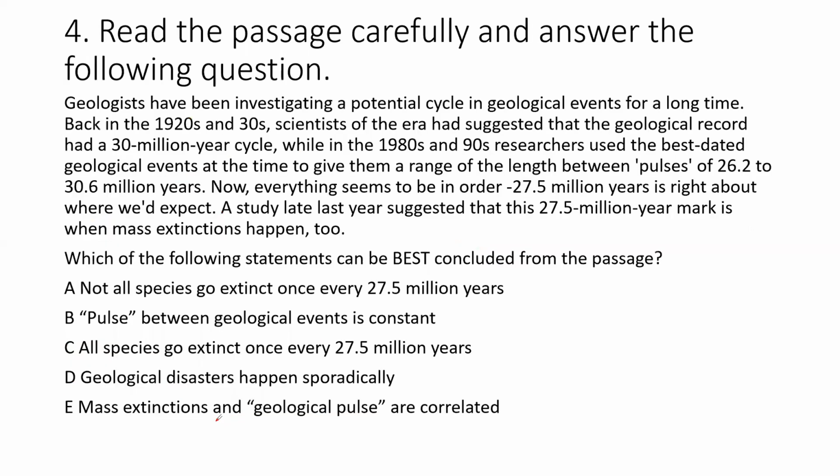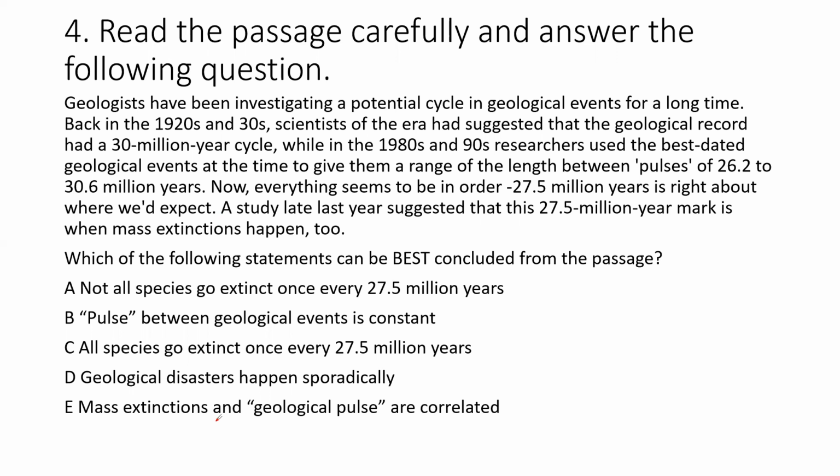Okay, let's look at question number 4. The question for number 4 depends on a passage, and it says read the passage carefully to answer the question. The passage is: geologists have been investigating a potential cycle in geological events for a long time. Back in the 1920s and 30s, scientists of the era had suggested that the geological record had a 30 million year cycle. While in the 80s and 90s, researchers used the best dated geological events at the time to give them a range of the length between pulses of 26.2 to 30.6 million years.